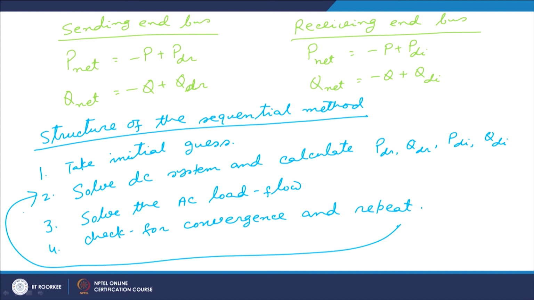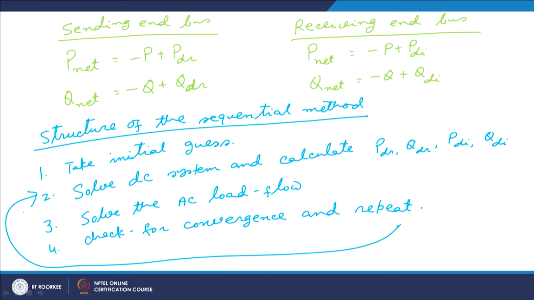Otherwise, with this updated value of theta, V and XDC, we again calculate PDR, QDR, PDI, QDI, again we calculate PNet and QNet at the receiving bus as well as the sending end bus, again solve the AC load flow, again get the updated values of theta, V and XDC, and then we simply repeat this process till we obtain convergence. So this is the basic structure.